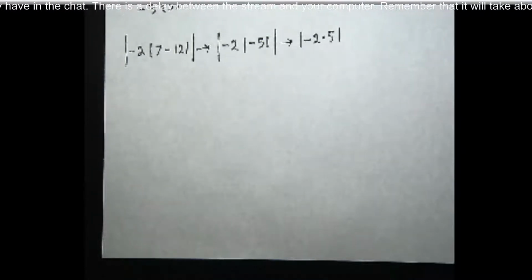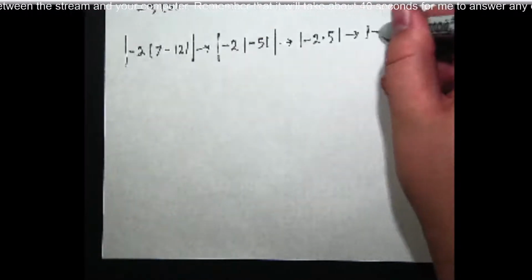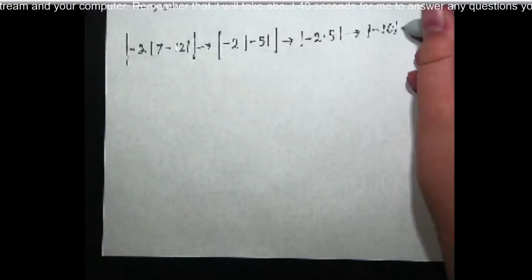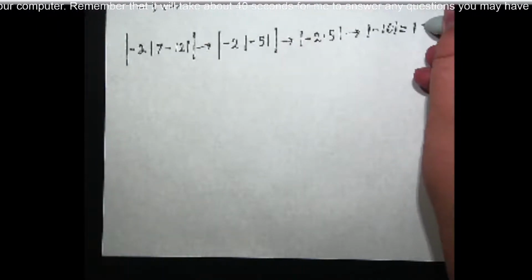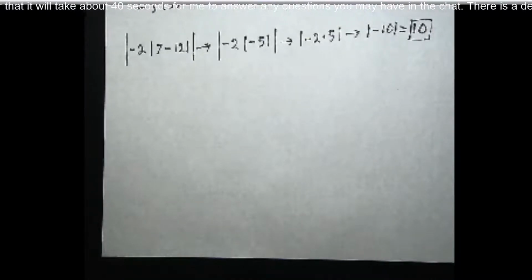And there's not much left now, so negative 2 times 5, and then the absolute value. Good. Any questions? All makes sense? All right, well, y'all are flying through this one.